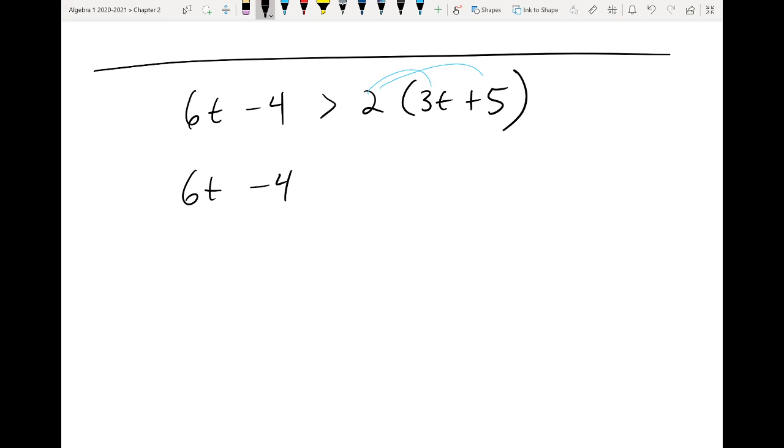So 6t minus 4 gets copied down, still greater than. Then we have 2 times 3t, which is 6t, and we have 2 times positive 5, which is positive 10. So let's keep going. I'm going to add 4 to both sides, right? Because I'm going to try to gather my variables all on one side. So I'm going to try to do that on the left, right? So 6t minus 4 plus 4 cancels, so I have greater than 6t. And then I have 10 plus 4, which is 14.